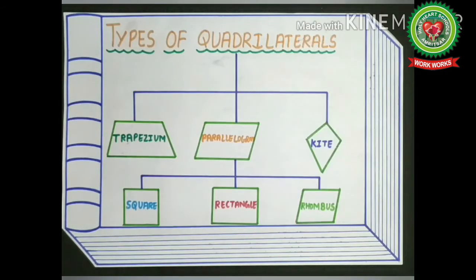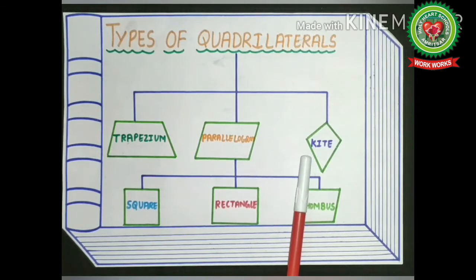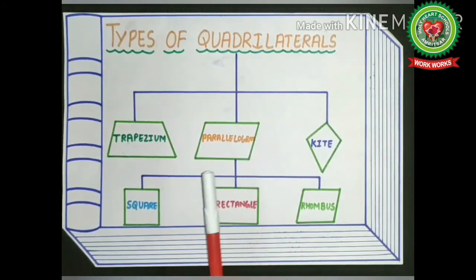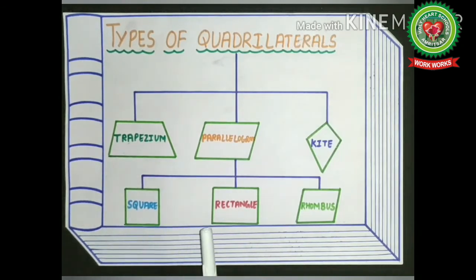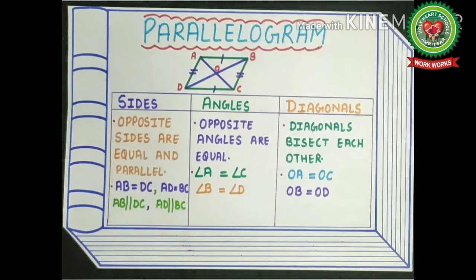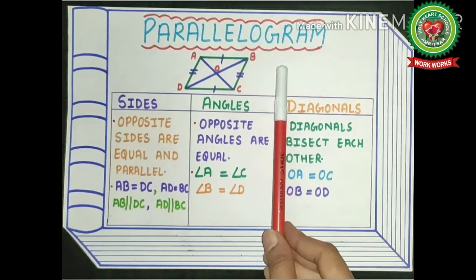Now students, next we will discuss types of quadrilaterals. Students, quadrilaterals are classified into three types. Number 1, trapezium. Number 2, parallelogram. Number 3, kite. And parallelogram further divides as square, rectangle and rhombus. Now students, let's talk about the first type of quadrilateral, that is parallelogram.